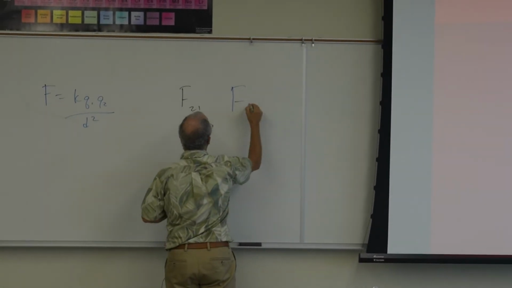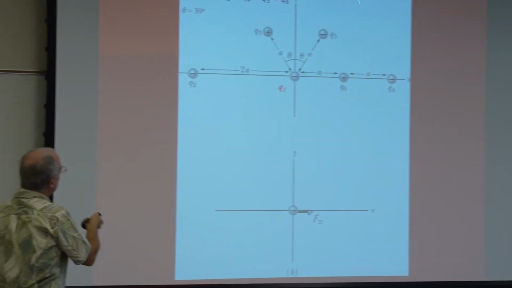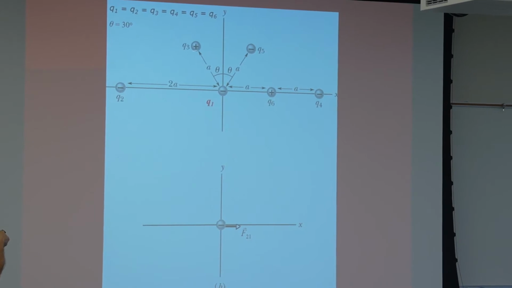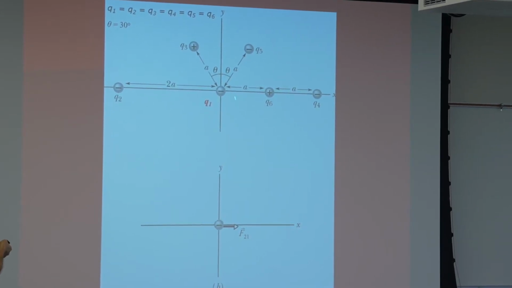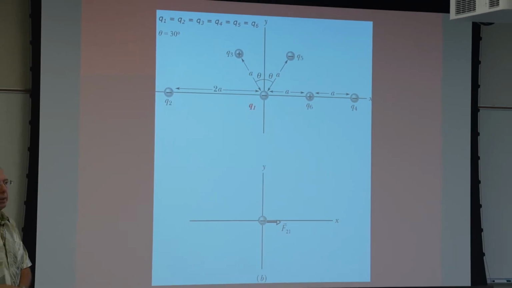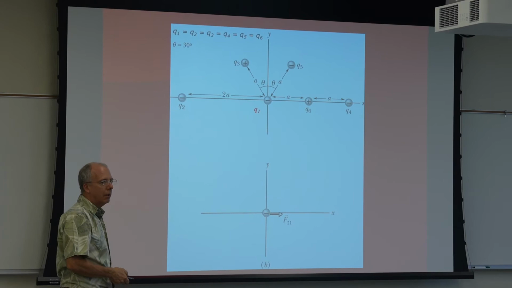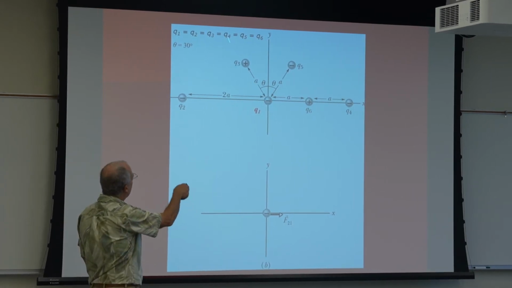F31. So now we want to say, what's the force exerted by this one on our object? So what's Q3 going to do to Q1? Okay, so what's going to be the direction of the force? Up, right? Because it's attracting.